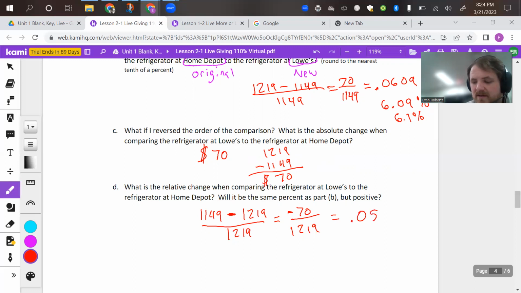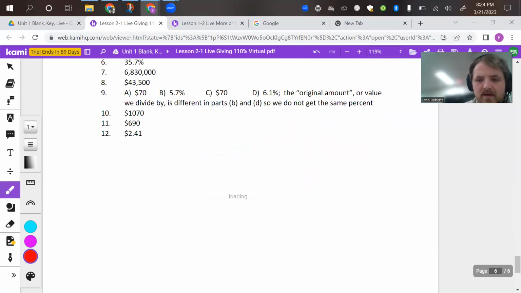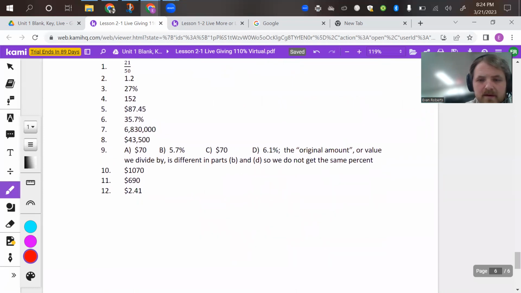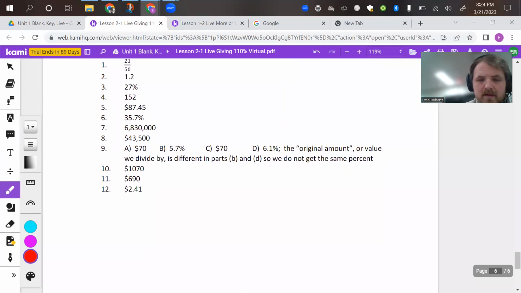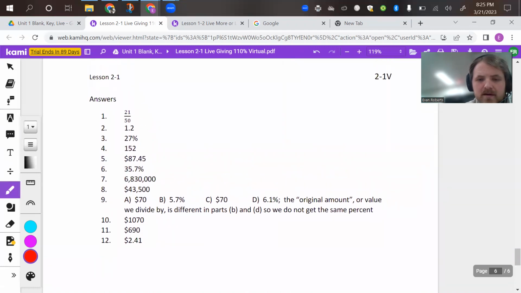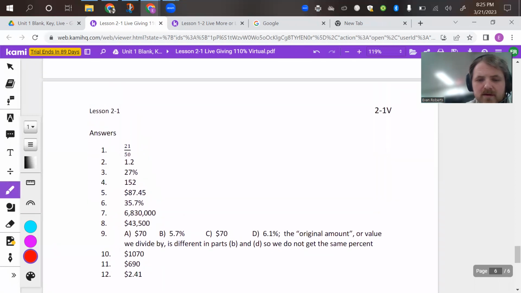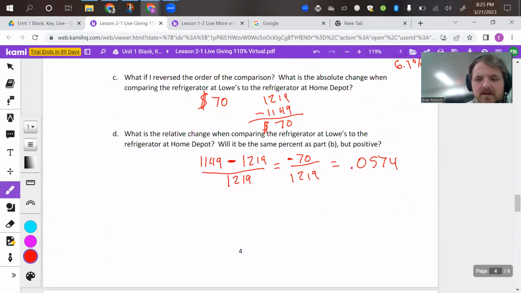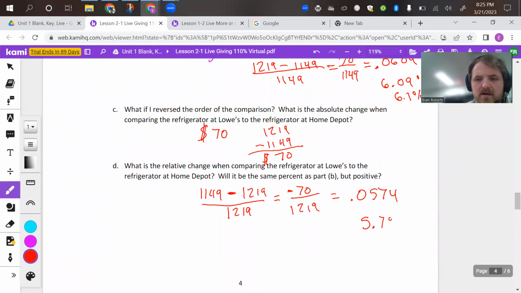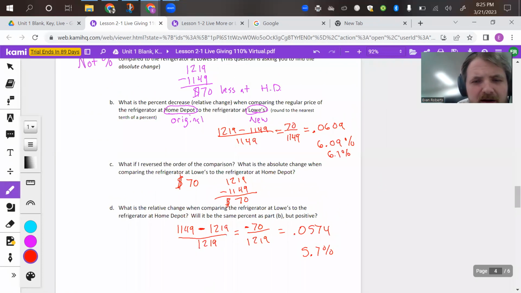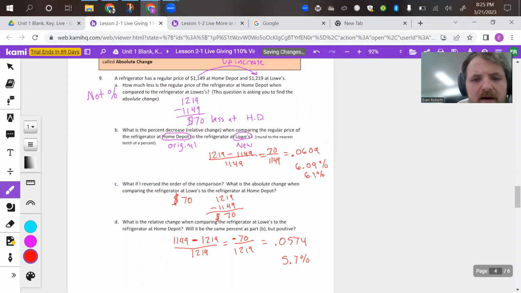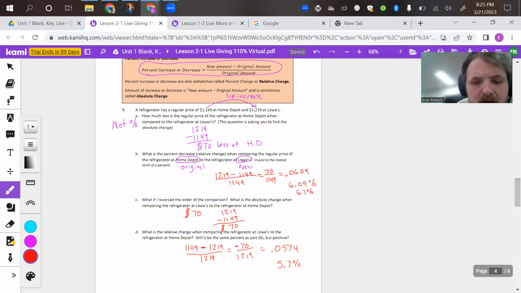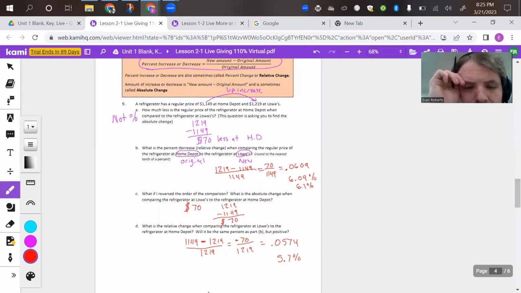And I'm going to double check my answer here so I don't screw this up. Huh. Did I do it wrong before? Part B. I flip-flopped those. Sorry, guys. What did I do here wrong? Percent decrease.